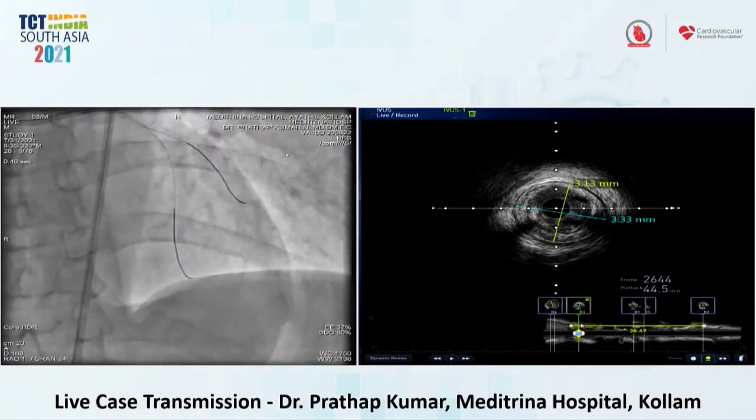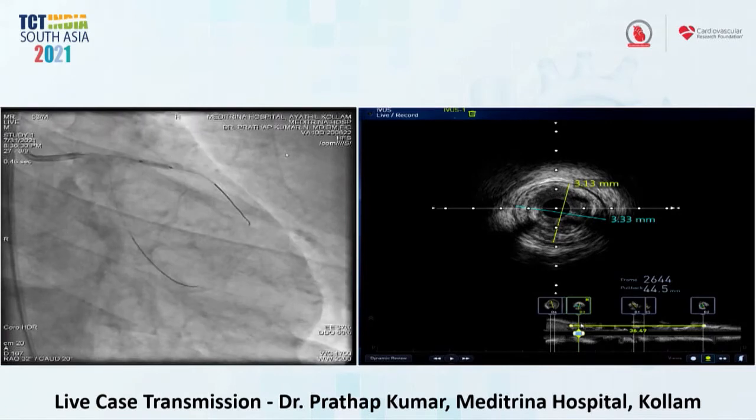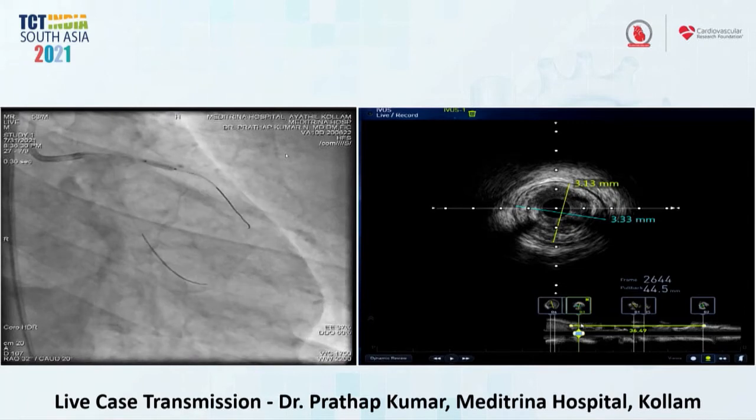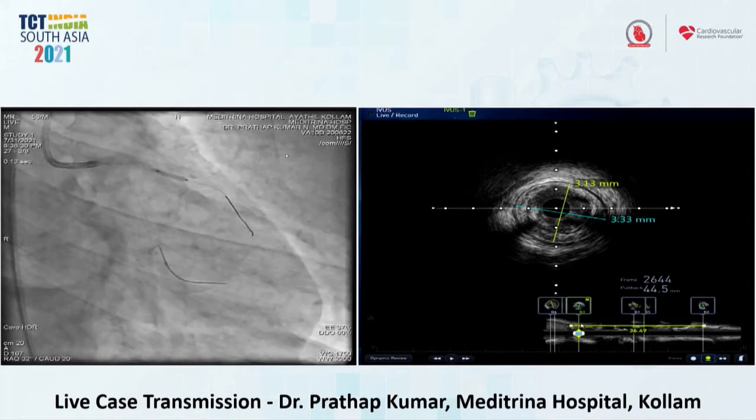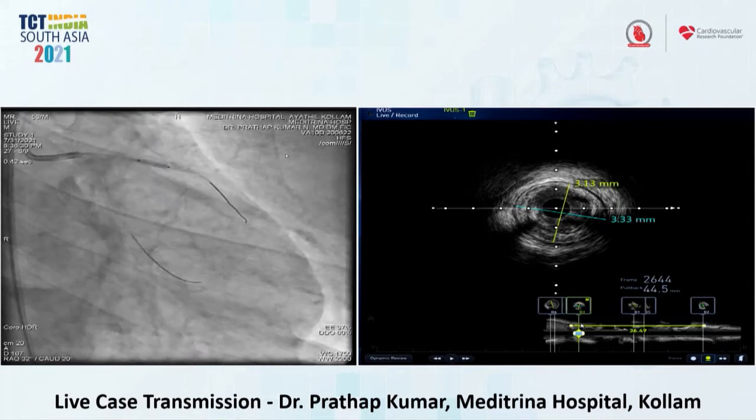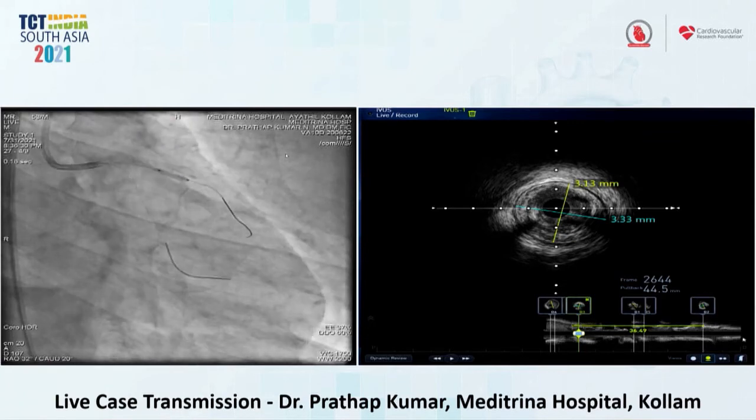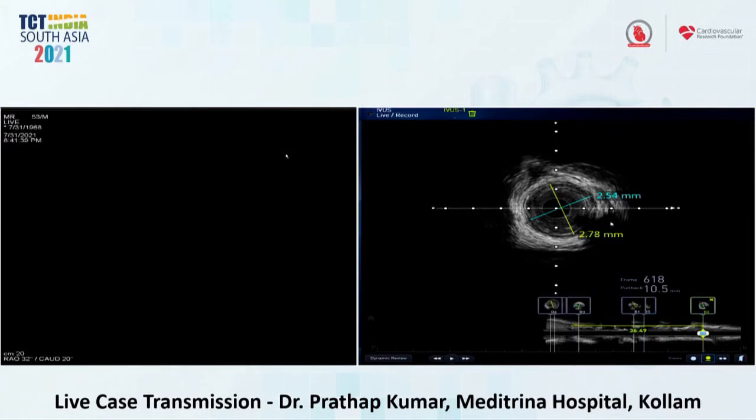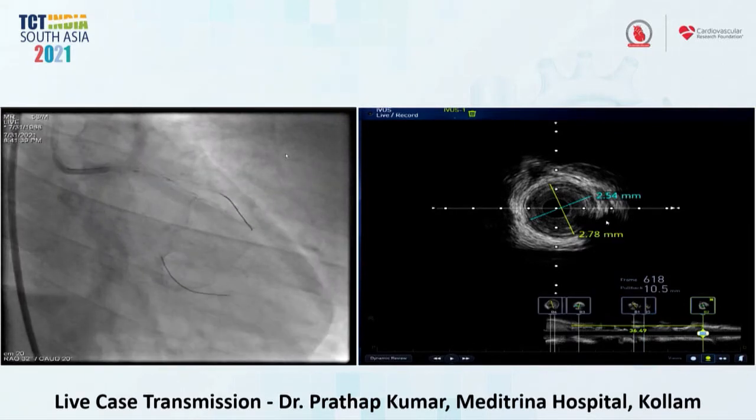Then we actually took an injection and see, because of the calcium and the nearly 180-degree calcium, we decided to take a cutting balloon. We took a Wolverine 2.5 because the distal vessel is only 2.75. We don't want to take a 3 or 3.5 because the distal vessel is only 2.75. We took a cutting balloon. Next. This is actually the position we are now. We are actually doing a cutting balloon.